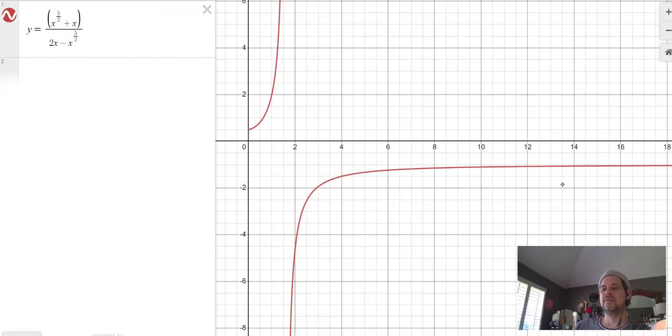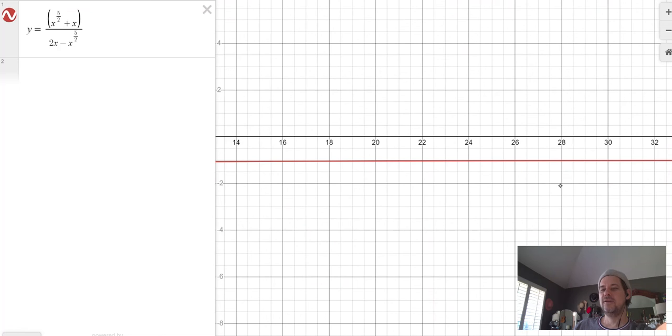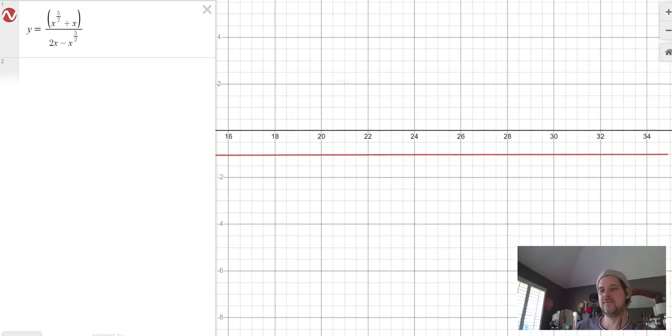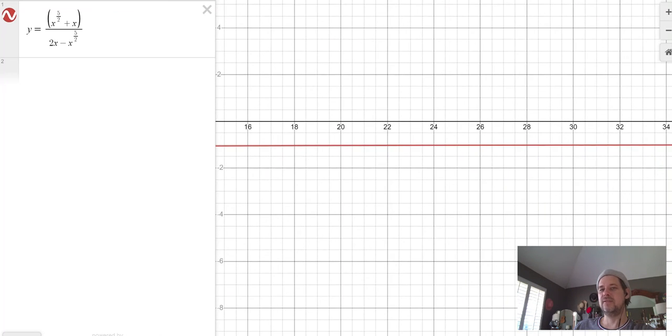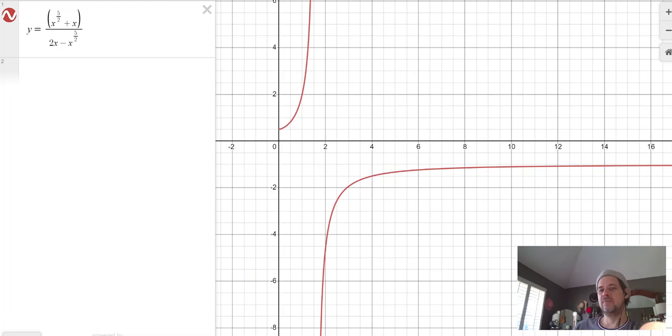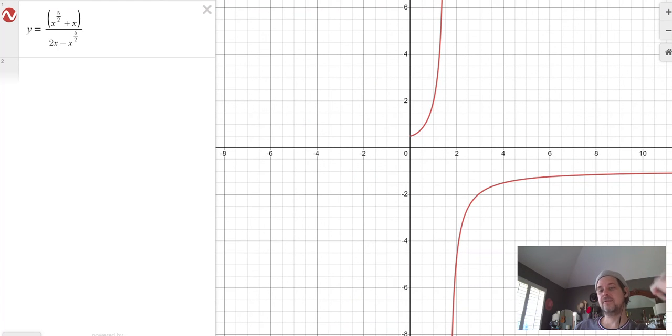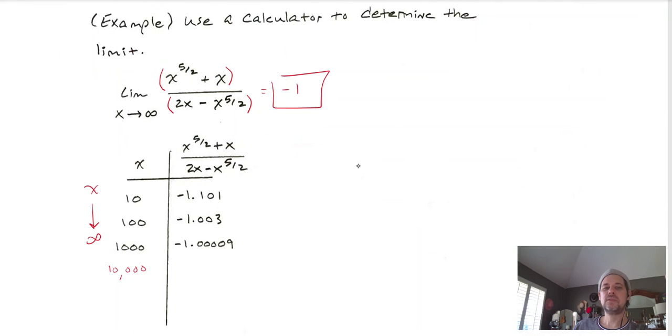If you go far enough, you can't even really tell the difference between the line that goes through -1 for y and the curve itself, right? So it very sharply and obviously approaches -1 as x goes to infinity. Okay, so Desmos is a good tool. Make use of it if you need to.